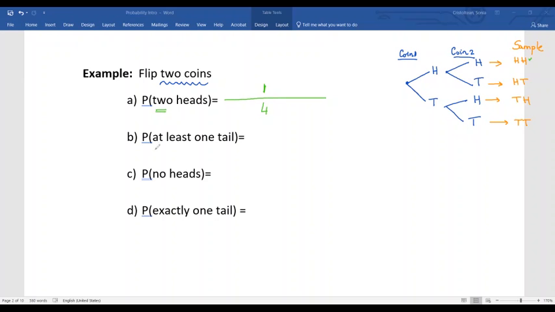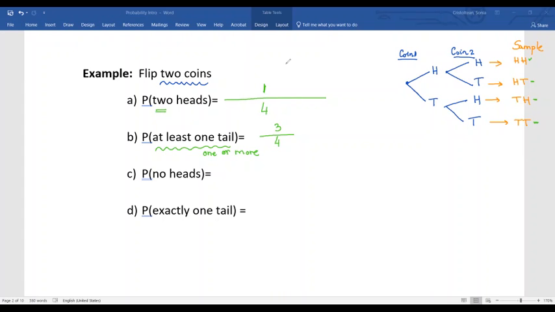Next question. What is the probability of at least 1 tail? Keep in mind, at least 1 tail means 1 or more. So I'm looking for 1 tail. I have 1 tail right here. I have 1 tail right here. I have 2 tails right here, which means I have actually 3 options and 4 total outcomes in the sample space.